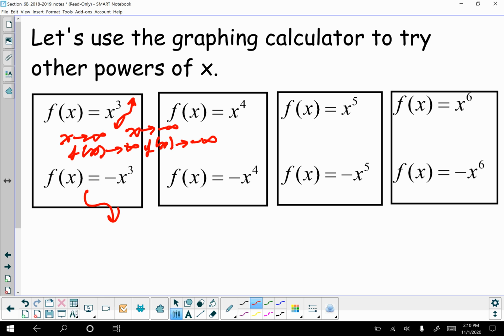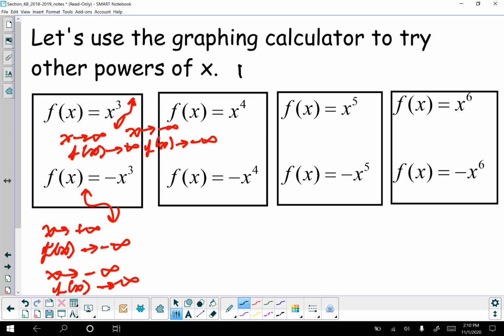But this one, if I have a negative out front, this changes the graph. It looks like this now. So as x goes to positive infinity, the graph goes down, so f at x goes to negative infinity. As I go to the left, to negative infinity, my graph goes up, so f at x goes to infinity.